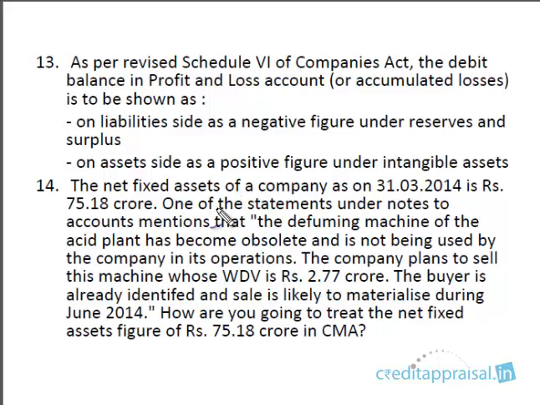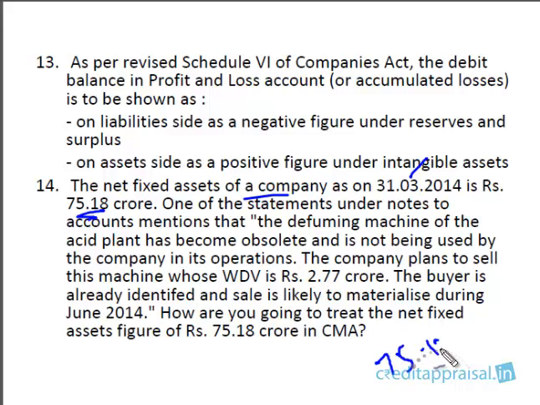So let us see the last question. The net fixed assets of the company as on 31/3/2014 is 75.18 crores. One of the statements in the notes to accounts mentions that the defuming machine of the acid plant has become obsolete and is not being used by the company in its operations. The company plans to sell this machine, whose WDV is 2.77 crores. The buyer is already identified and the sale is likely to materialize during June 2014. That is just 3 months from now, 3 months from this balance sheet date. So how are you going to treat the net fixed asset figure of 75.18 crore in the CMA?